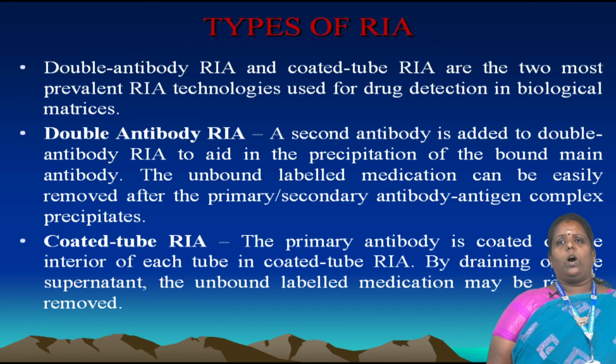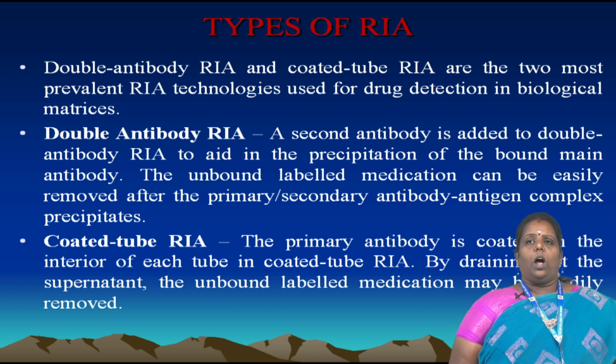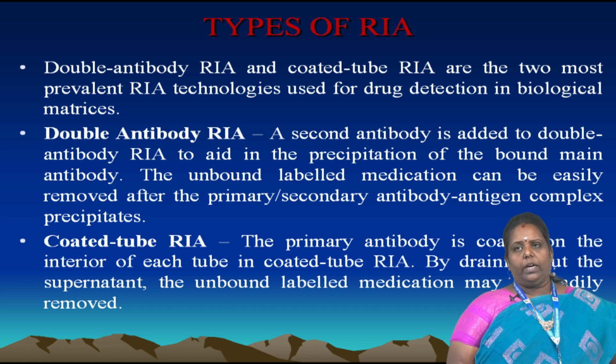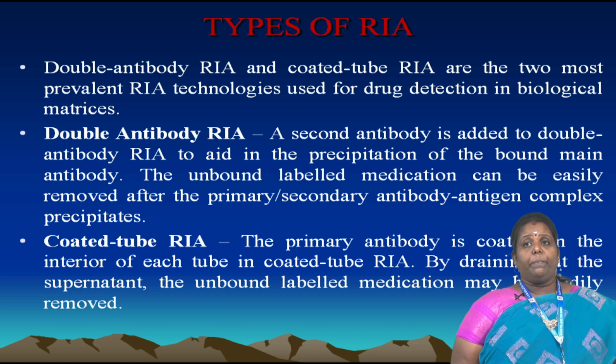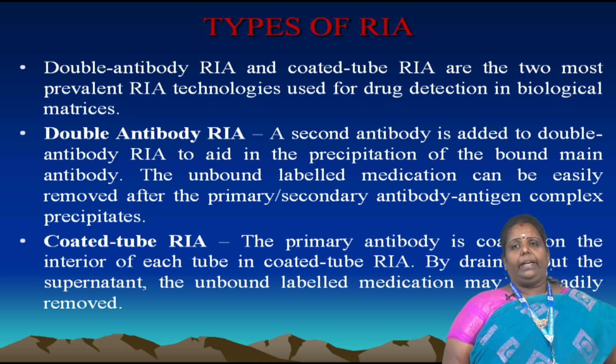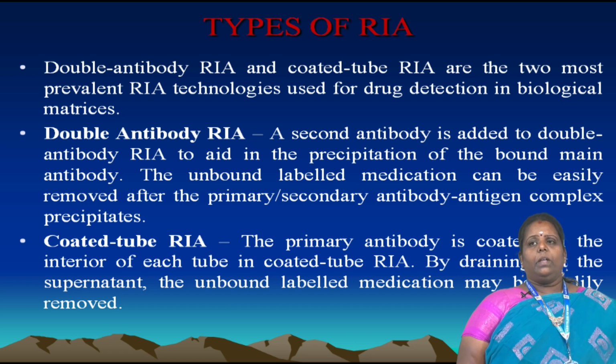What types of RIA are available in the field? Double antibody RIA, and another one is coated tube RIA. Double antibody RIA and coated tube RIA are the two most prevalent RIA techniques used for drug detection in biological matrices. In these tests, a second antibody is added, which doubles the antibody of the RIA, and also leads to formation of a precipitate.